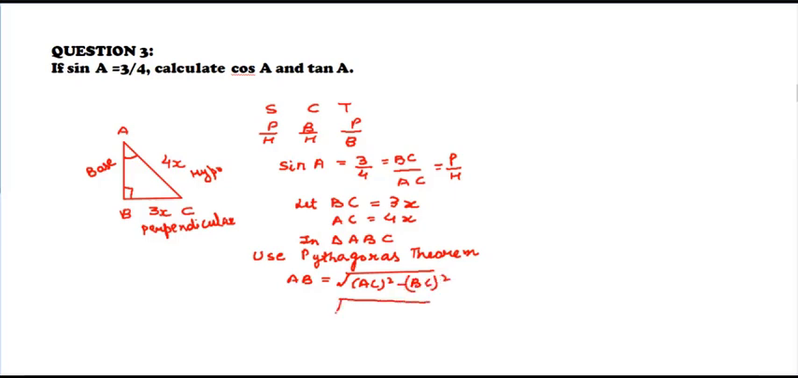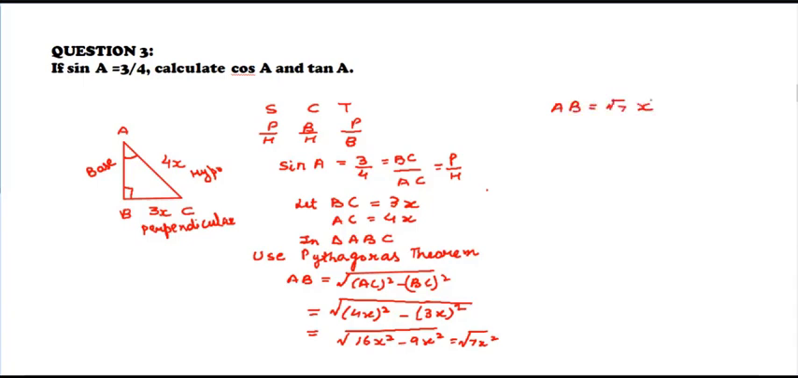That is equal to under root 4x square minus 3x square. That is equal to under root 16x square minus 9x square. That comes out to be under root 7x square. So AB is equal to under root 7x.